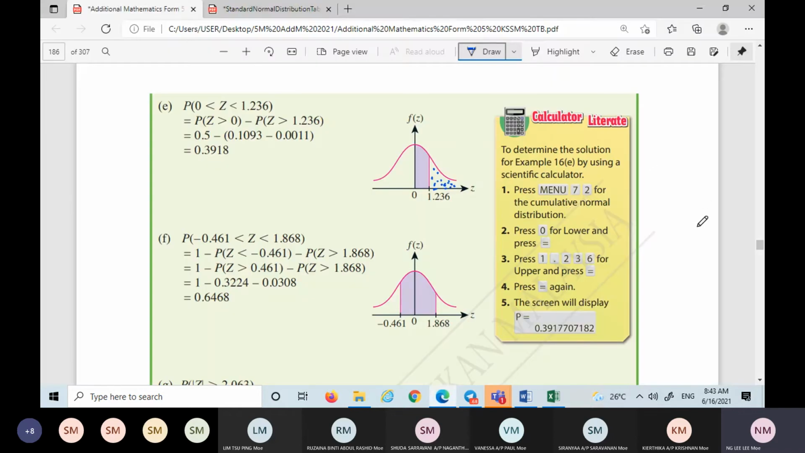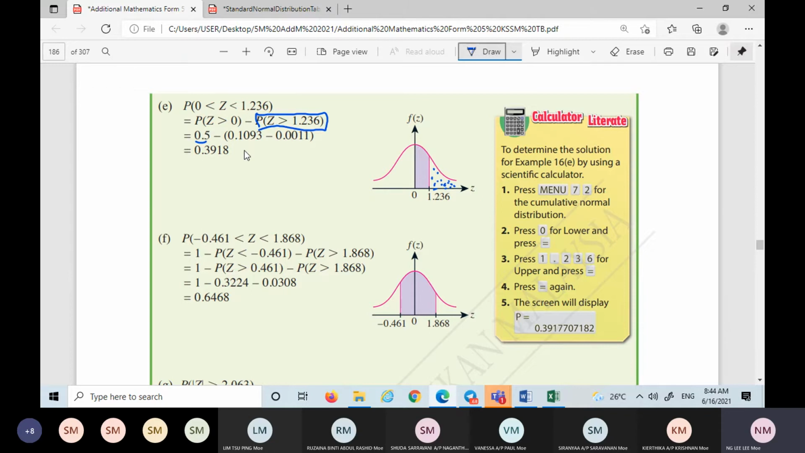Look at E. You just use 0.5 because 0.5 is half of the graph, then minus the dotted part, then you will get the answer. This dotted part is the one that you can read from the table. So 0.5 minus the one you read from the table, then that one is the answer.